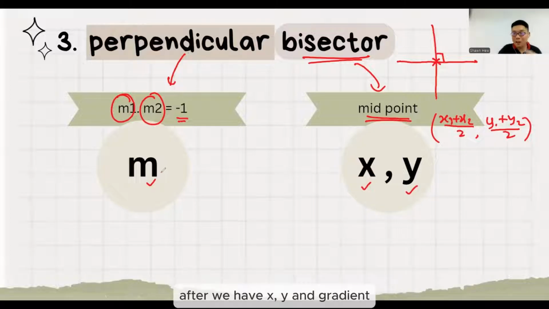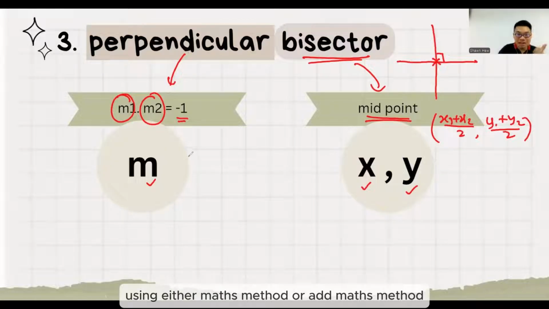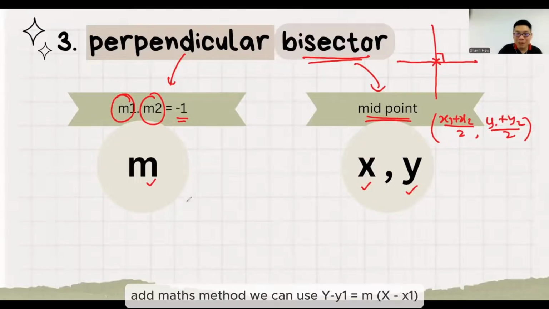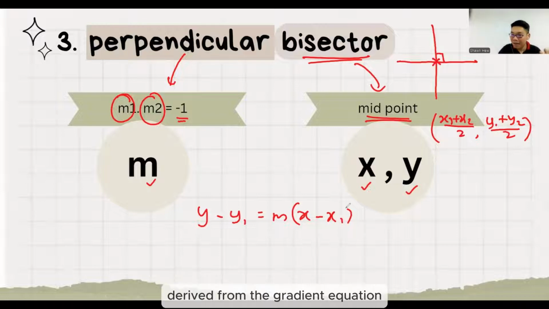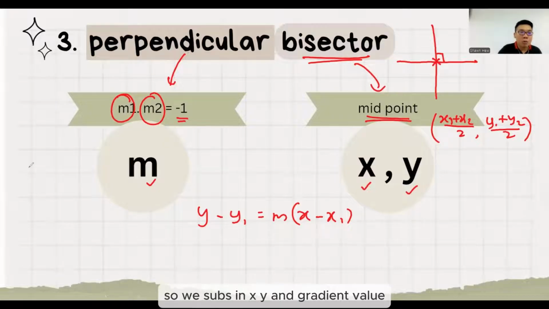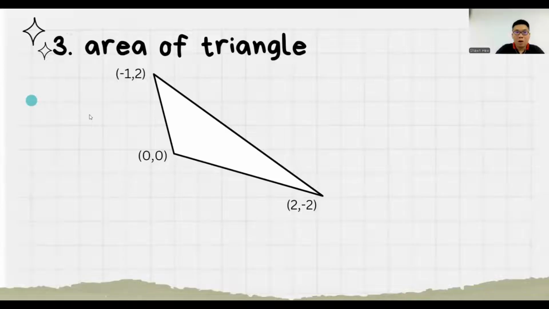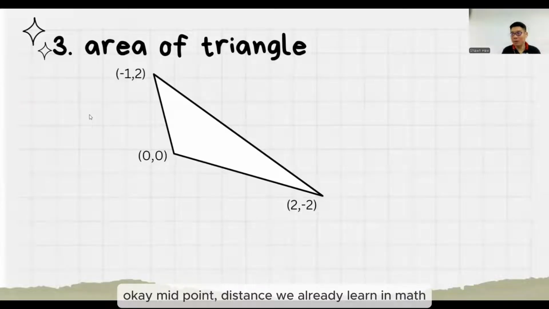After we have x, y, and gradient, then we can form the straight line equation using either maths method or MS method. MS method, we can use y minus y1 equals m times x minus x1. This is the equation derived from the gradient equation, because in gradient we know y minus y over x minus x equals gradient. So we subs in x, y, and gradient value. The x and y we subs into the back position. Then we can form the straight line equation. Okay, midpoint distance we already learned in maths.